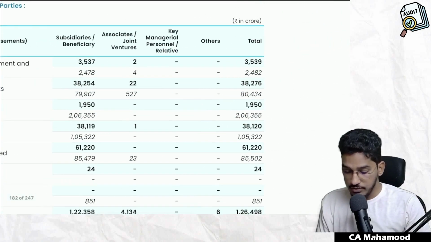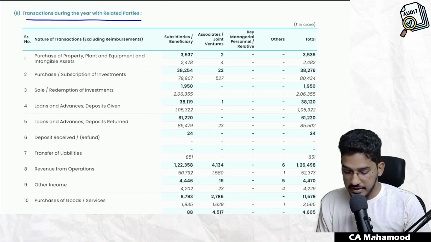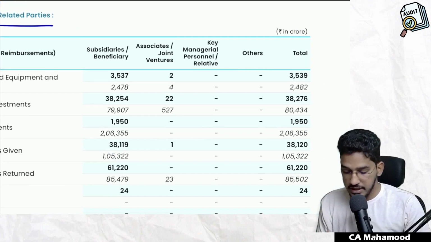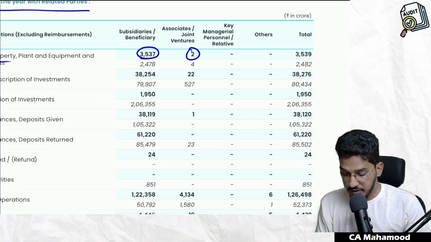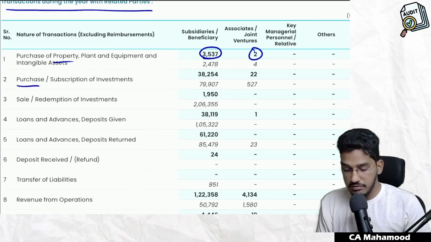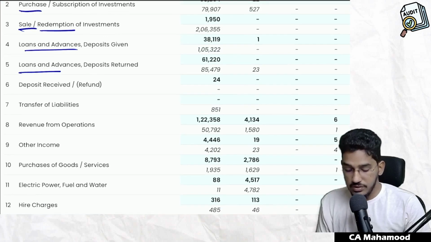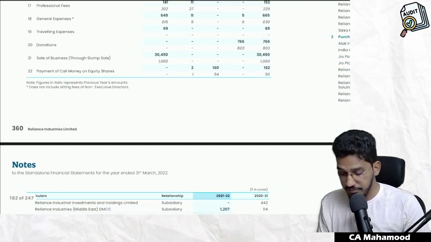And not just that, they also give the transactions which have taken place with the related parties. For example, from the related parties, they have purchased some property, plant and equipment. From subsidiaries or beneficiaries, they have bought PPE worth 3,537 crores. From associates and joint ventures, they have bought 2 crores worth of PPE. Is there any purchase or investment you have made in the related parties? Is there any sale or redemption of investments with the related parties? Loans and advances received from the related parties? Loans and advances given to the related parties? So, whatever related party transactions you have done.